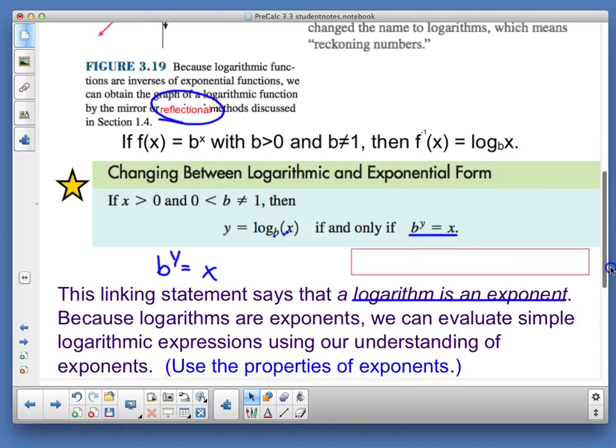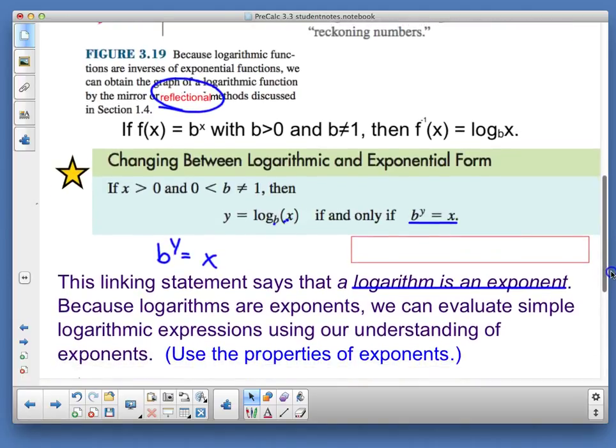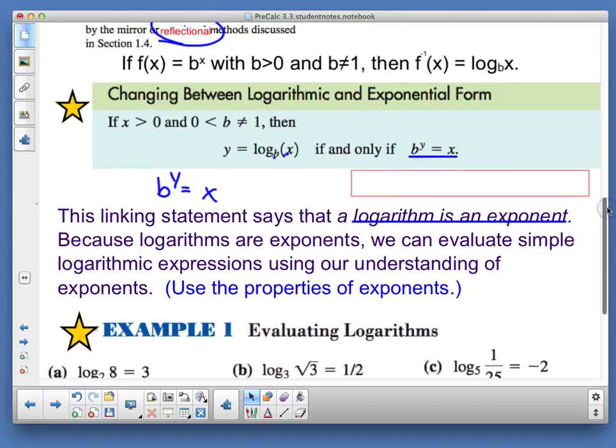Now, if f of x is equal to b to the x, and b is greater than 0, and b is not 1, then the inverse of my f of x is the log with base b. So we've got this coming on, and I'll give you time to write that down if you haven't already.